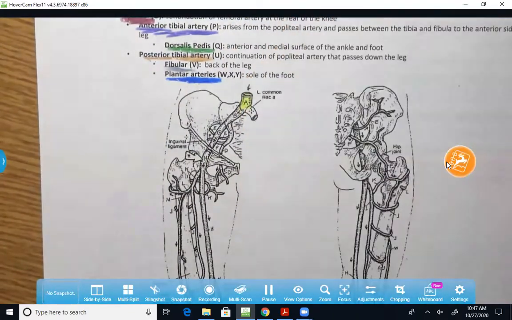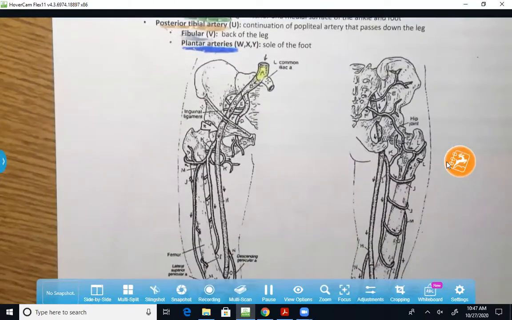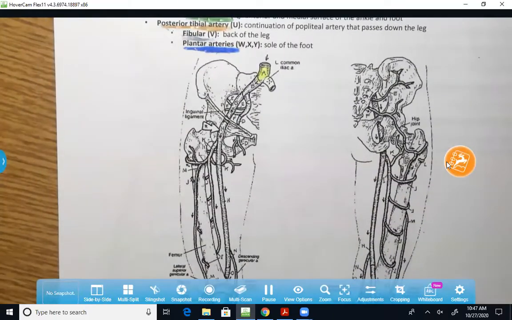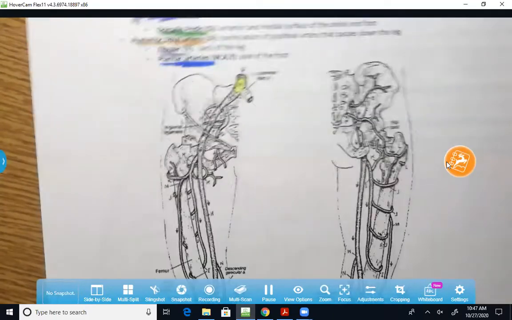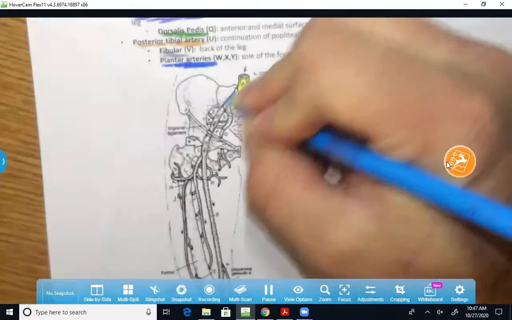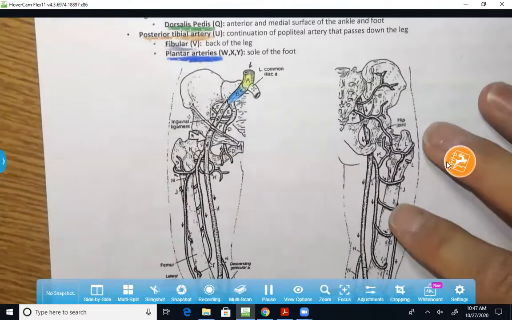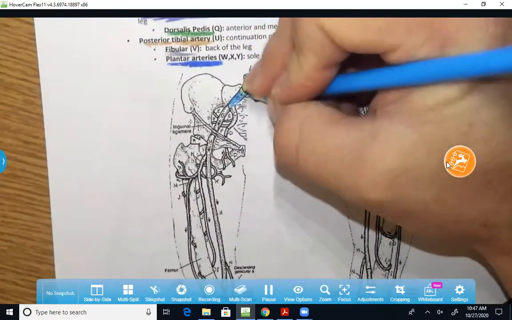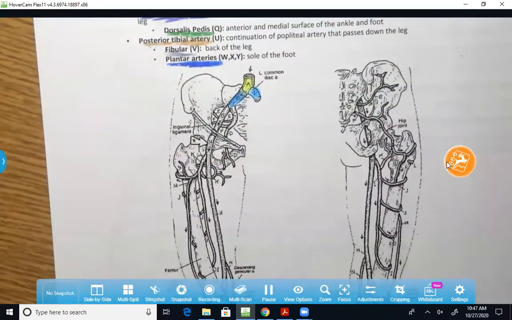See it, letter A, here in our anterior view. We can't see it in the posterior view. Letter B, the common iliac, which I don't know why they labeled on the left one, but not the right. I'll color it.